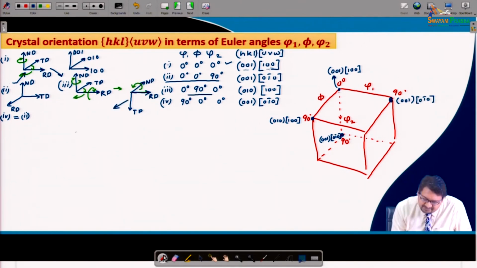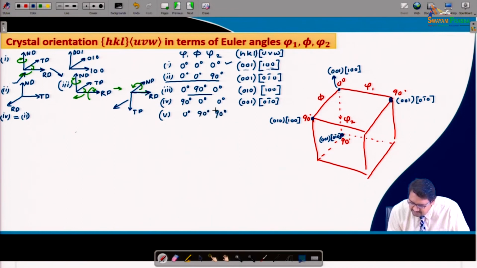So, the fifth situation could be 0 degree, 90 degree and 90 degree. So, you see, as I have said that we have to trace the specimen sample axis to the crystal sample axis, and in this regard we are tracing the HKL VW in terms of phi 1, phi, phi 2. So, thereby we are doing it in the opposite direction, right.